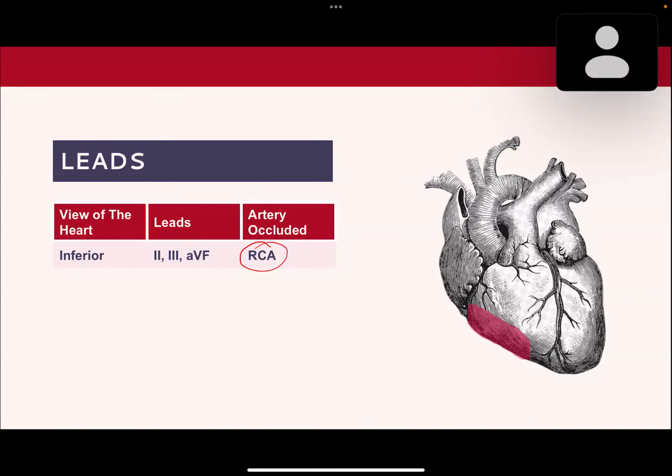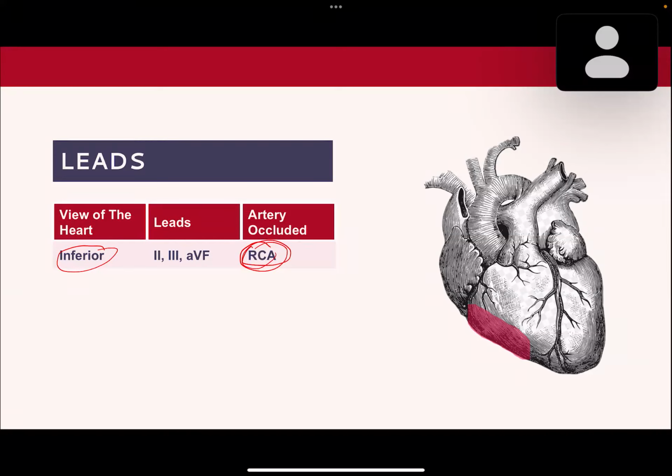But if they give you a question telling you that a patient comes in with chest pain, and on the ECG it shows that there are changes in leads 2, 3, and aVF, you know that this is the inferior part of the heart that's affected, and the artery that supplies this inferior part of the heart is your right coronary artery.